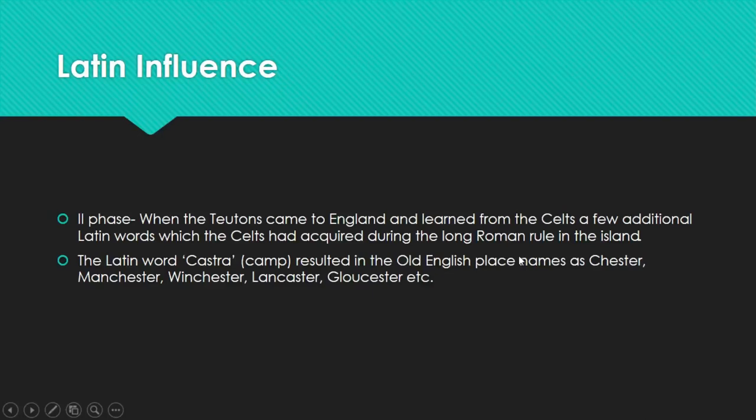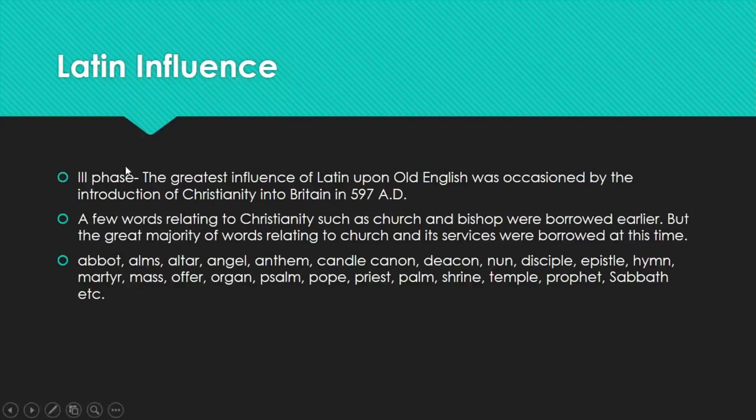Let's move on to the third phase now. The third phase is the greatest phase, actually the biggest or most influential phase of Latin on Old English, because this was on the occasion of the introduction of Christianity into Britain in 597 AD. Because of this, a large number of Latin words were borrowed into Old English. These were mostly words related to Christianity, like church, bishop, etc. These were already in existence.